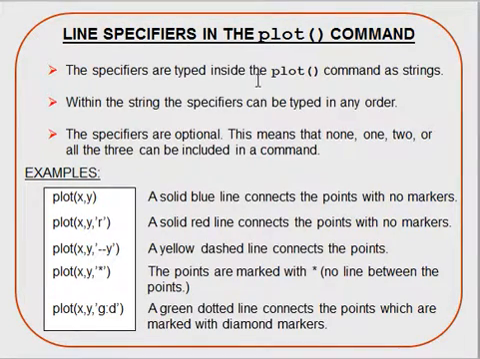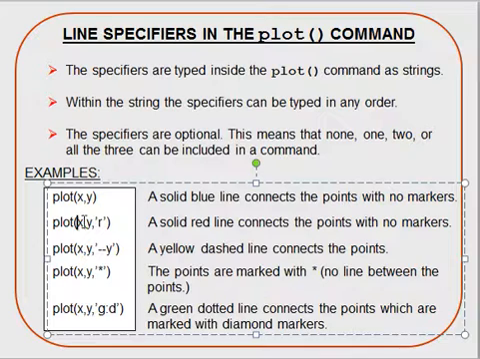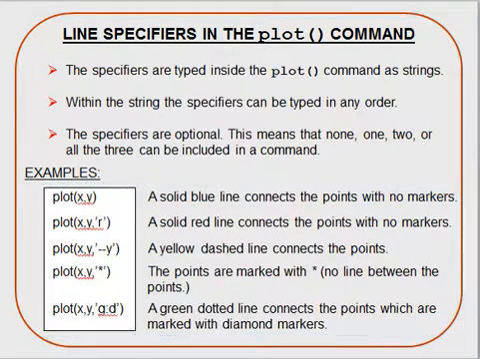Specifiers are typed inside of the plot command, which you can see, for example, x, with a regular dot for just regular dots, and then y with a comma, and r with a comma. So here are just some examples of how a graph can be modified.